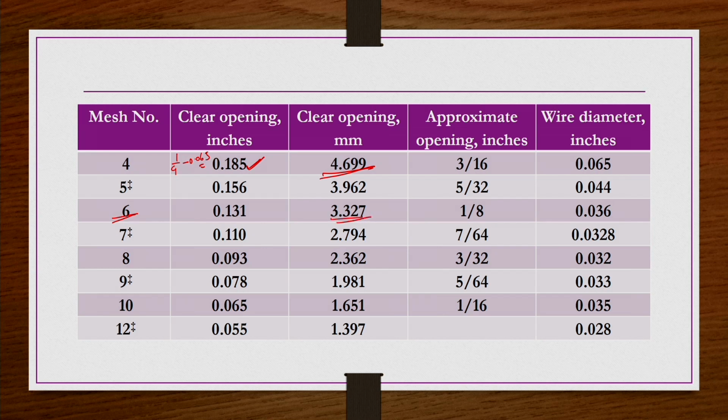Now, if you take the ratio of this, 4.699 divided by 3.327, you get 1.41, that is in the ratio of square root of 2. Similarly, 4.699 divided by 3.962, the intermediate one, you will get 1.189. So, that is how these standard screens are developed.